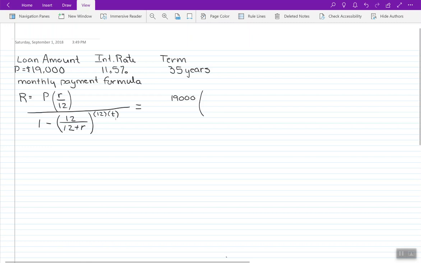The rate has to be converted to a decimal, so you move it over 2 places. And then do the denominator. Now, I'm not going to go ahead and write in 12 plus 0.115. I'm just going to go ahead and add that together. So it's going to be 12 and then point and then whatever your decimal rate was. I'm going to save a step there. And then 12 times 35.